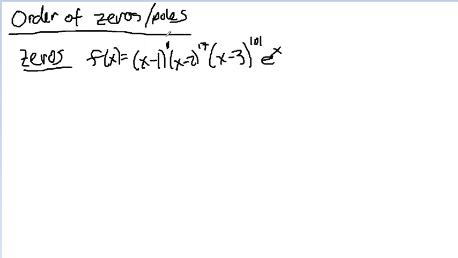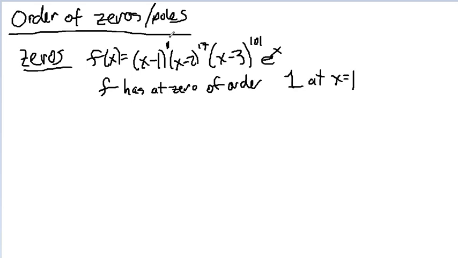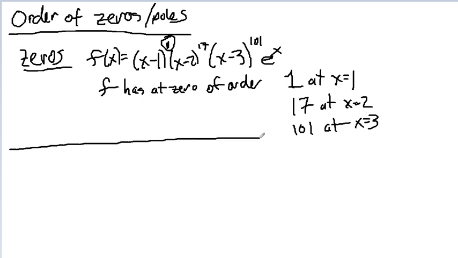So f has a zero of order 1 at x equals 1, because that's the biggest power I can pull out. I can't factor out another x minus 1 from any of those. It has a zero of order 17 at x equals 2, and an order of 101 at x equals 3. So that's what we mean by the order of a zero.